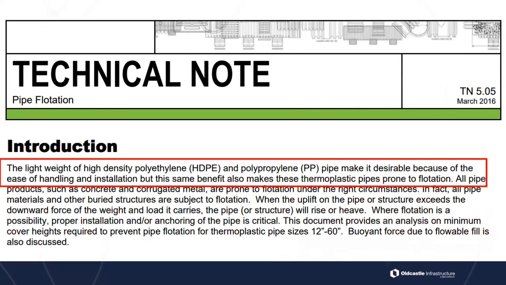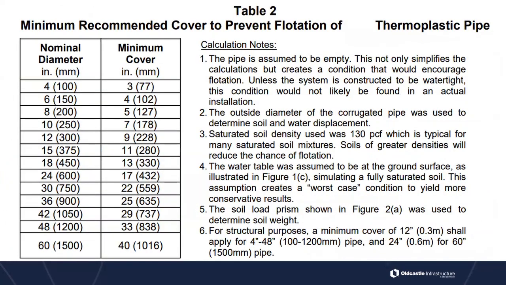So again, if we go back to the technical note, this is a technical note that talks about the possibility of flotation. The light weight of high-density polyethylene and polypropylene makes them desirable because of the ease of handling and installation. But this same benefit also makes these thermoplastic pipes prone to flotation. So as we look here, this is Table 2, a minimum recommended cover to prevent flotation of thermoplastic pipe. This is also from that same technical note that you can research on your own if you want, but it tells you about the minimum cover required to keep the pipe from floating, based on the size, your nominal diameter, and how much material is needed to ensure that it doesn't float.